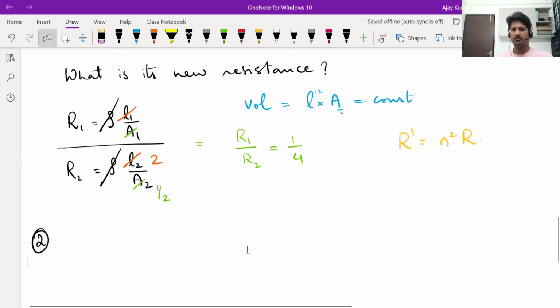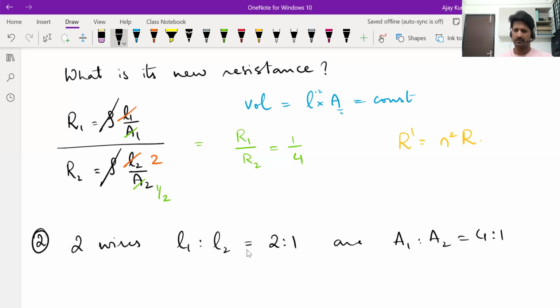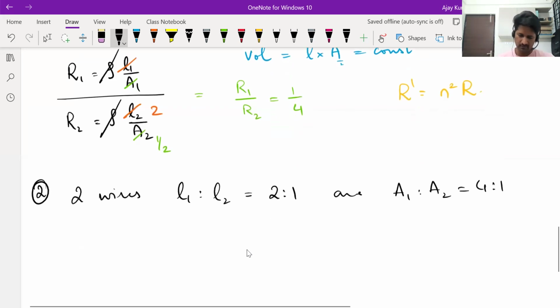Now, there is another way of asking questions also. Two wires whose lengths are in the ratio 2:1 and area of cross section in the ratio 4:1. What is the ratio of their resistances? Okay, this is a direct question. You can substitute those ratios and find out. Not a big deal. You can do it.